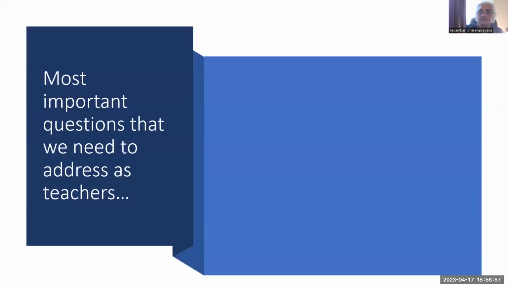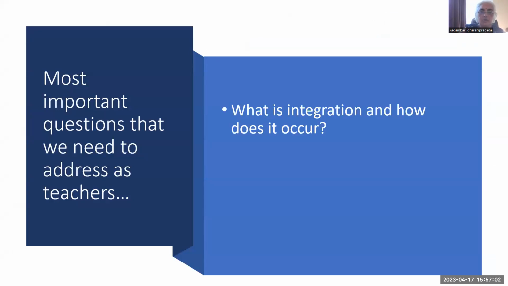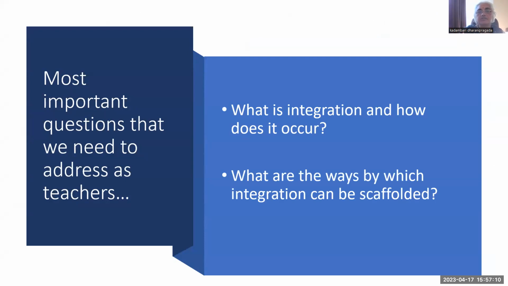So as teachers, when we talk about integration, what do we need to think about? One is we need to understand what it is and how actually it occurs. And the second question is, as teachers, what are the ways in which we can ensure or help this process of integration to take place? So beginning with the first question, what is integration? I'll give you 30 seconds. You can type in the chat box what you mean by the word integration. What comes to your mind when we use the term integration?